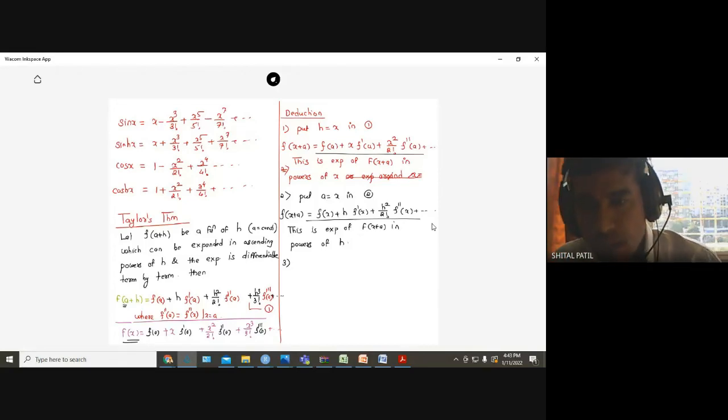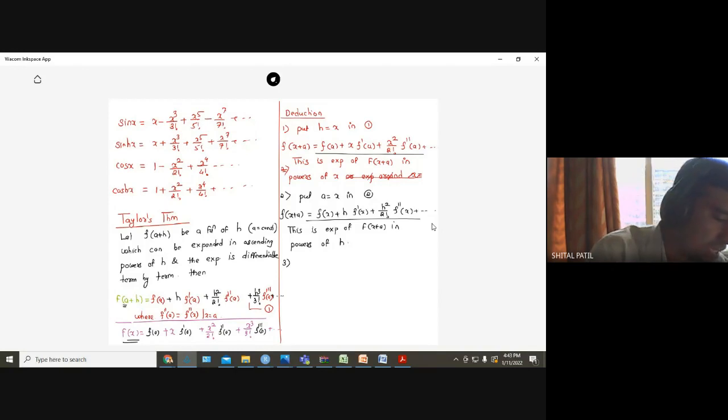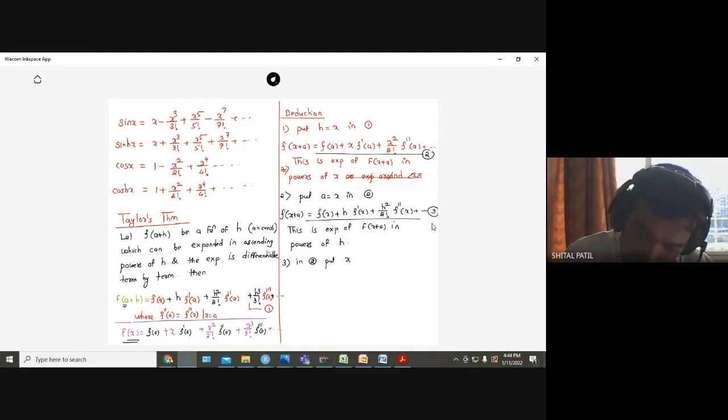Now see what we have to do. In the above statement, not in 1, I'll call this 2. Say this is 3. In 2, put x equal to x minus a. So f of x minus a plus a, that is f of x, equals f of a plus x minus a times f dash of a, plus x minus a square divided by 2 factorial, f double dash of a, and so on.